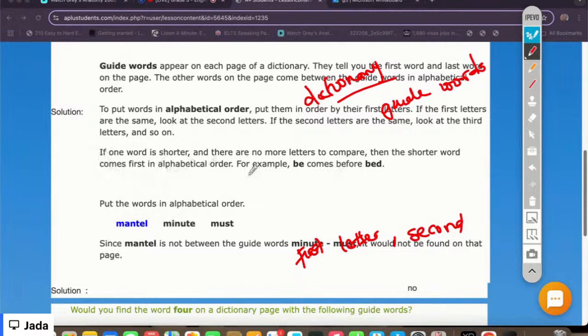So if one word is shorter and there are no more letters to compare, then the shorter word comes first in alphabetical order. For example, we have be, and then we have bed, and we have maybe Ben. You can see that be is the shorter one, so it comes first before the other words. You have to make sure that you put this one first because it is the shortest. All right, so let's look at some examples.